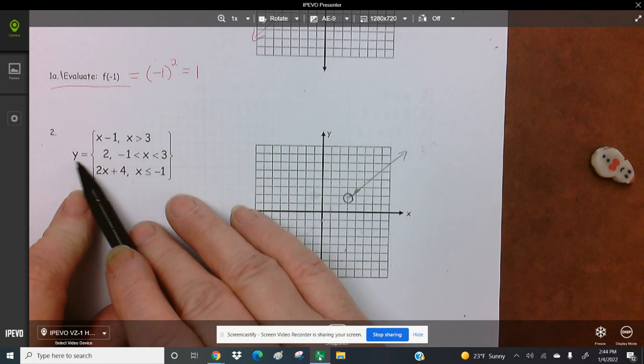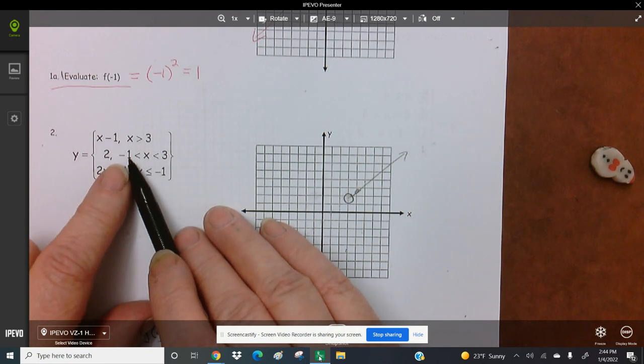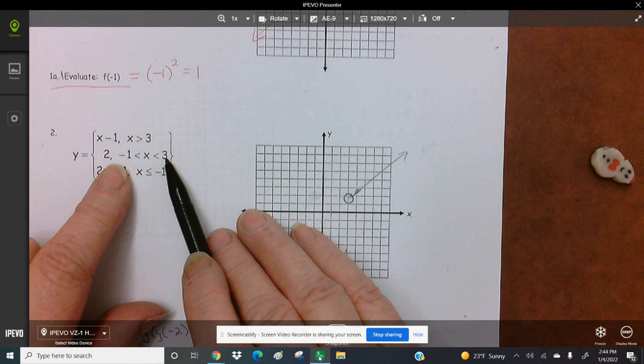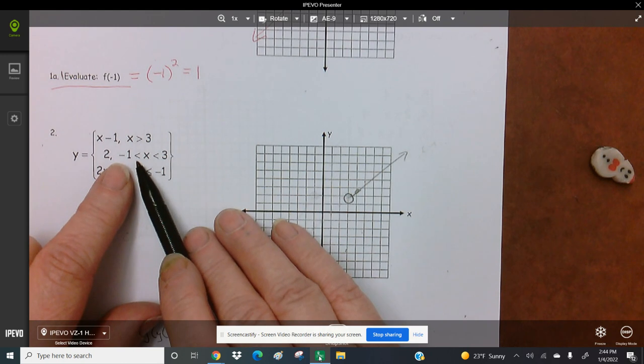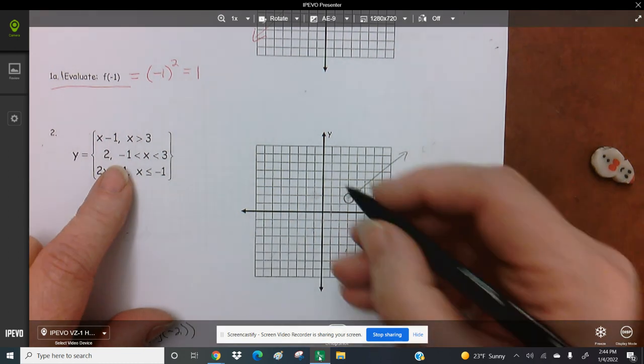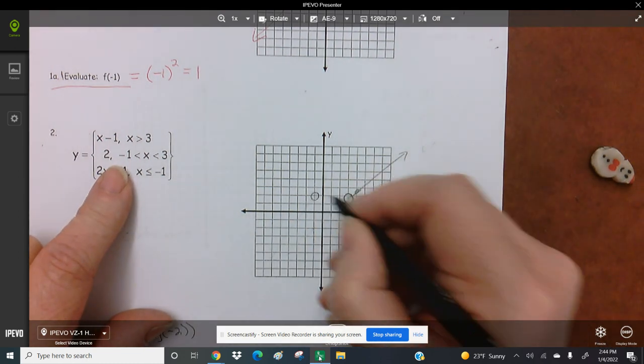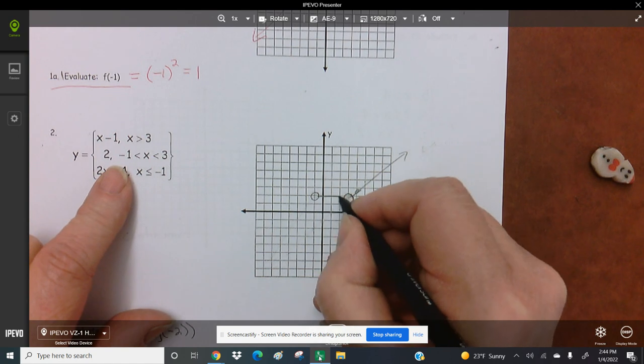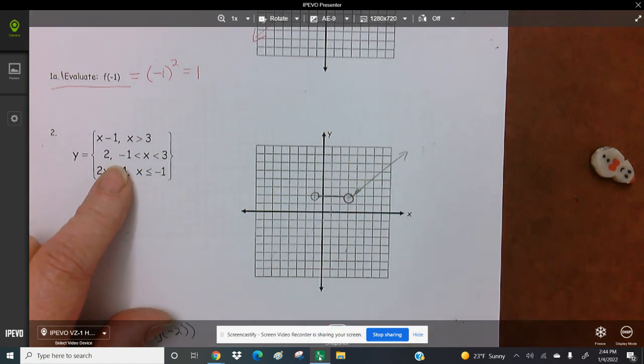Now I'm going to graph y equals 2. That's my next function, but I'm going to graph it between -1 and 3. But again, I'm going to have open circles because these are not equal to, it's just less than. So I'm going to have an open circle at -1 and an open circle at 3, and I'm going to just put a little line between them.